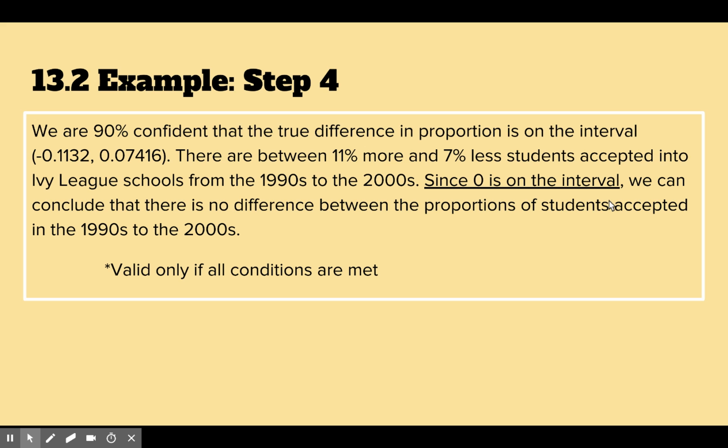And then for step 4, our conclusion, we are 90% confident that the true difference in proportion is on the interval negative 0.1132 to 0.07416. There are between 11% more and 7% less students accepted into Ivy League schools from the 1990s to the 2000s. And since 0 is on the interval, we can conclude that there's no difference between the proportions of students accepted in the 1990s to the 2000s. And then we're just going to add that this is valid only if all conditions are met.